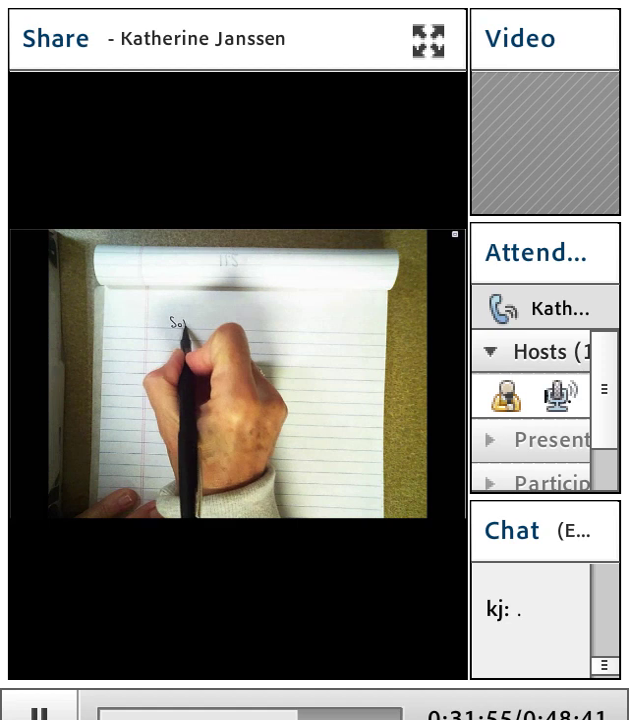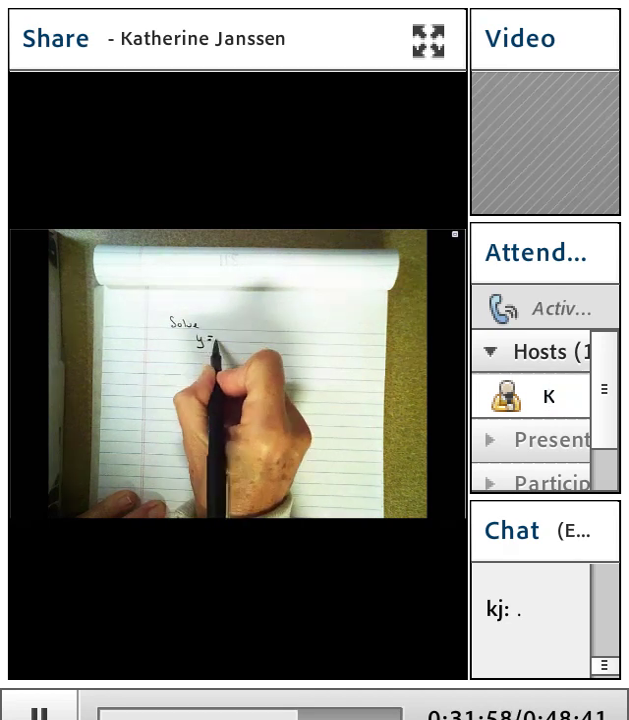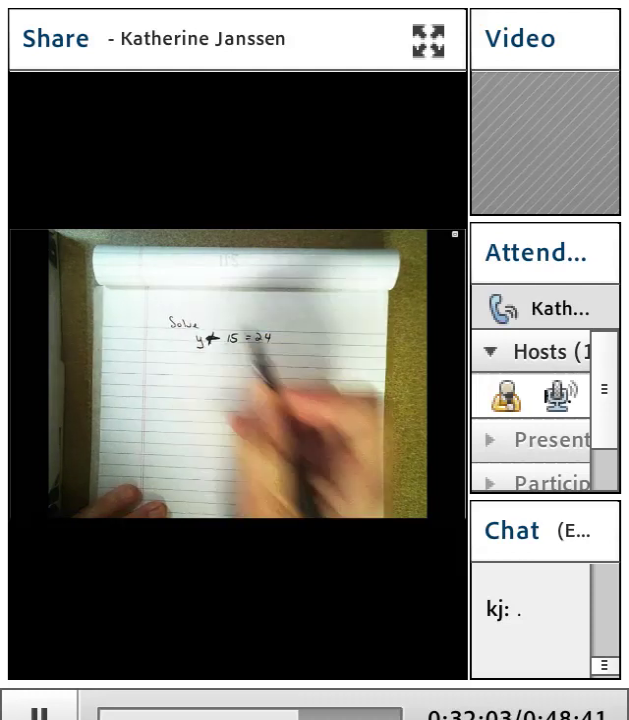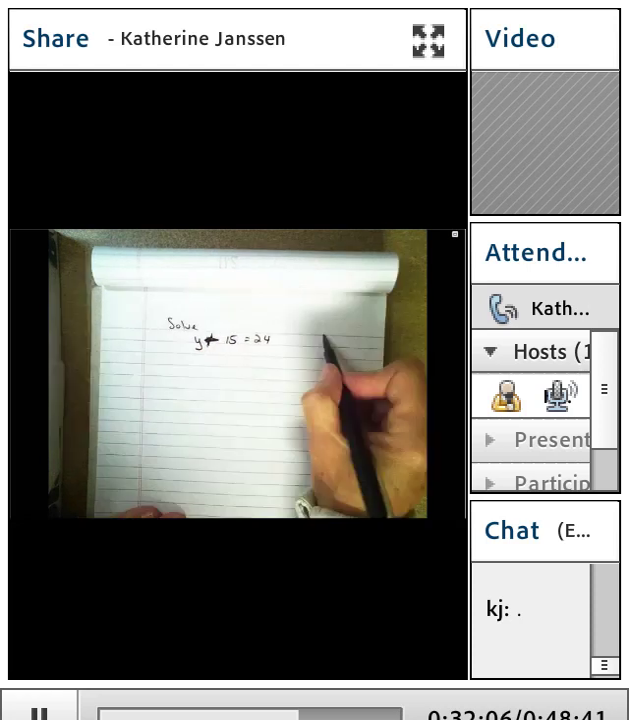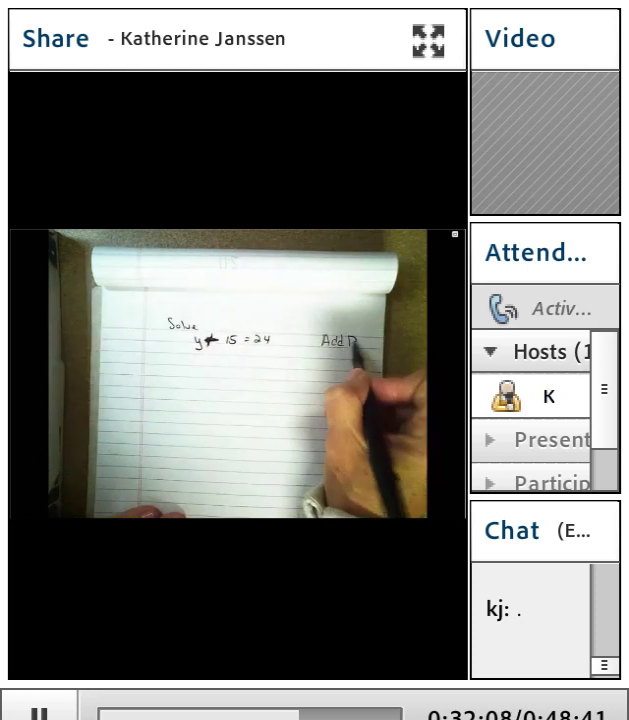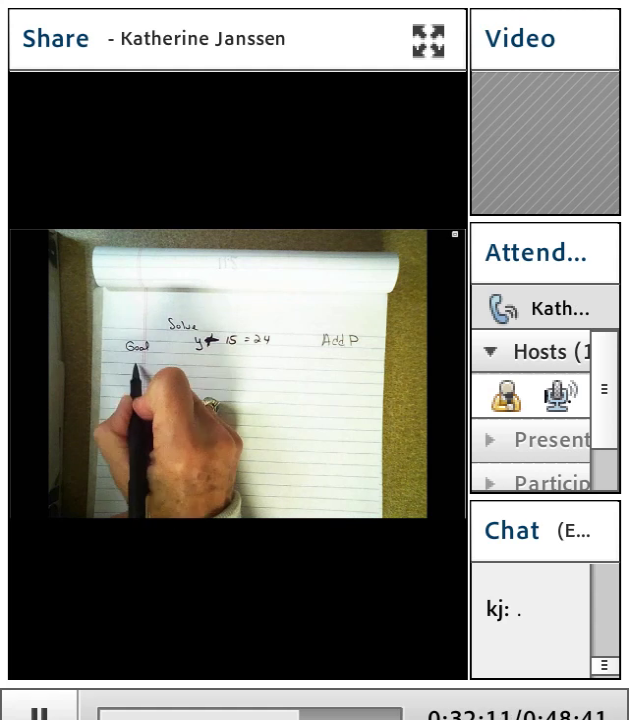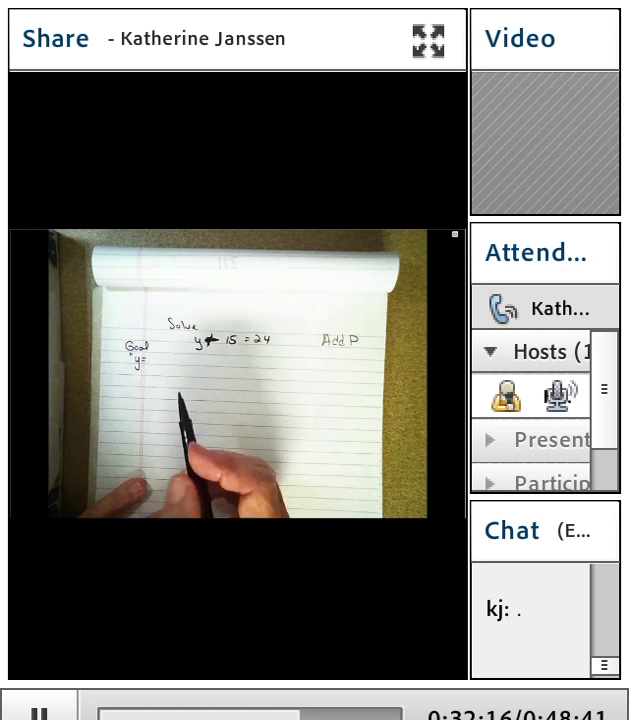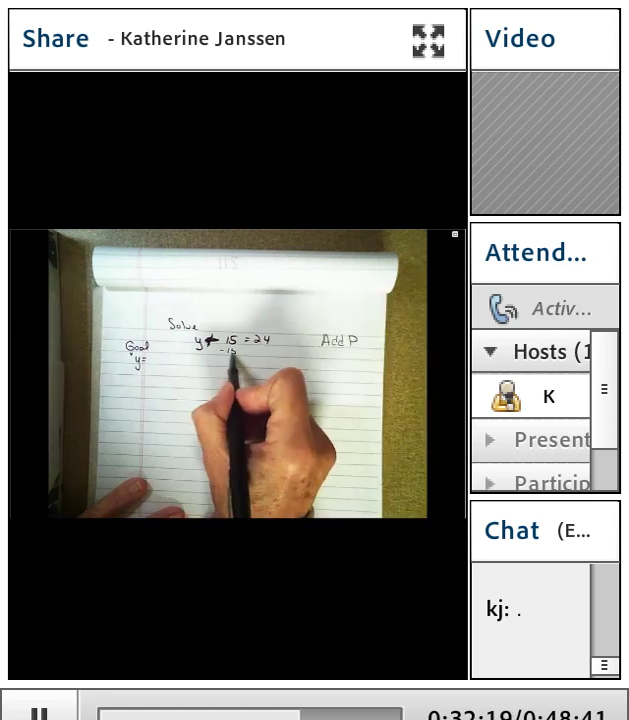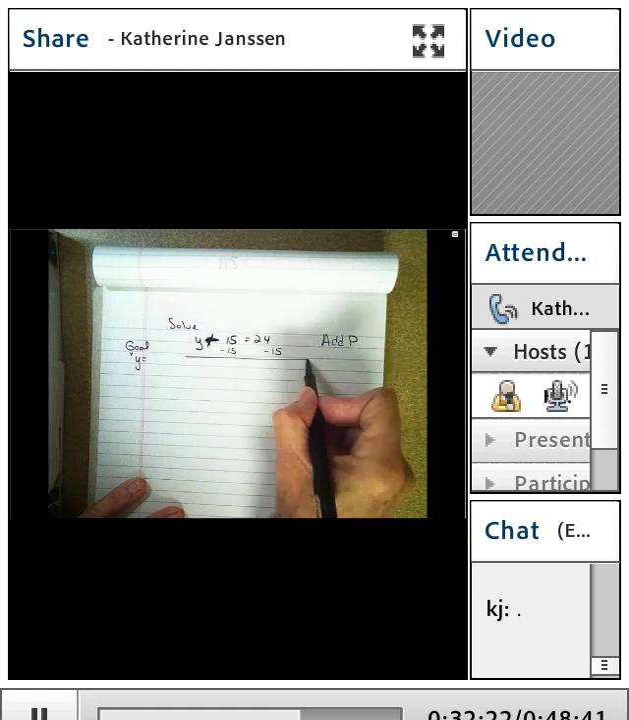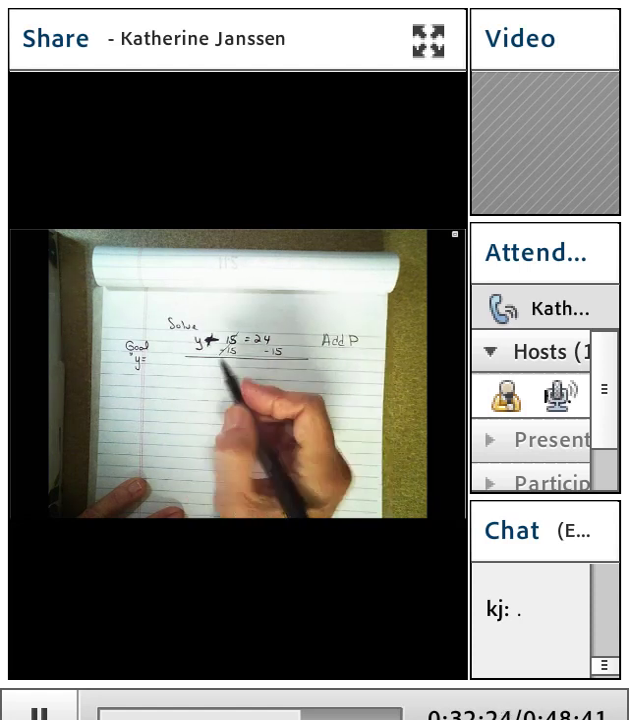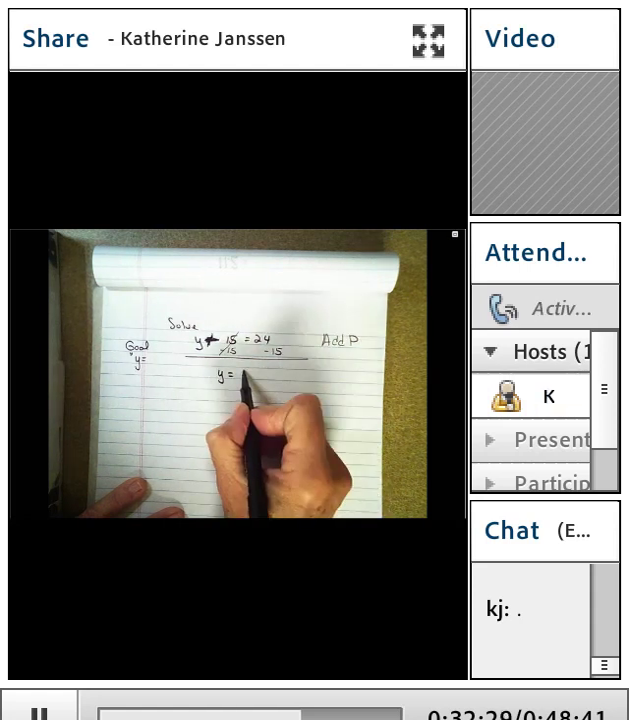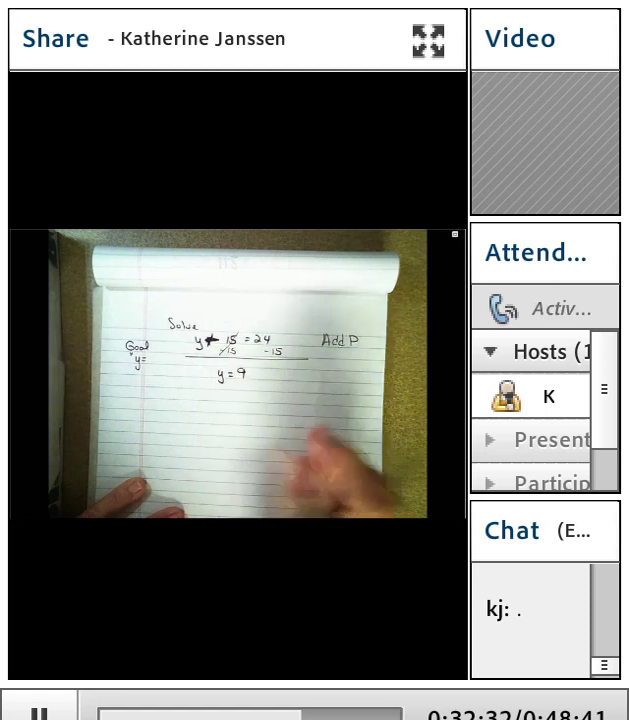Solve y plus 15 equals 24. I'm going to use my addition principle because I want to set a goal of y equals, in this case. I want to isolate and solve for y. I'm going to add the opposite of 15 to both sides. The opposite of 15 plus 15 goes to 0, so I have y equals 24 minus 15 is 9. And you can check.